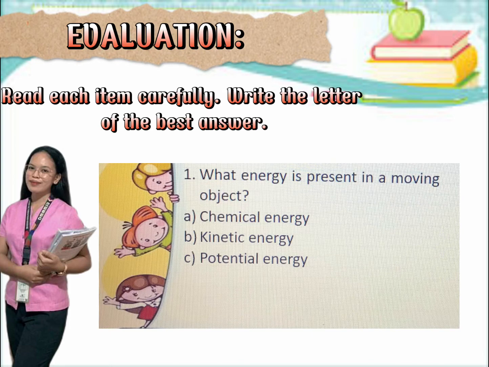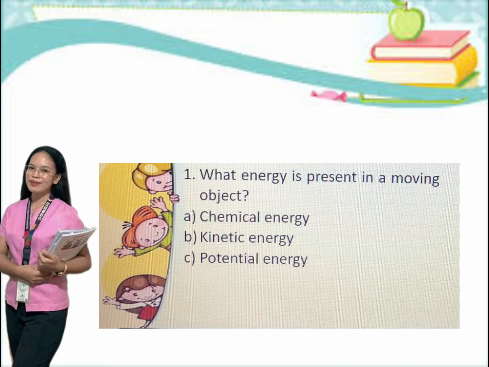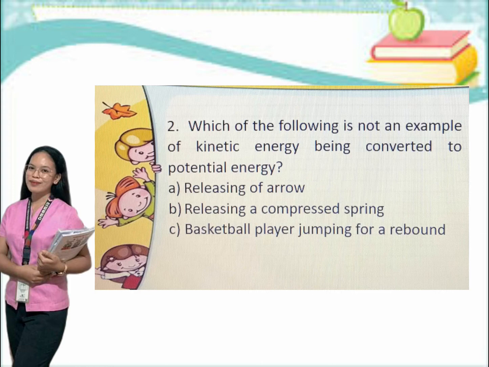Now read each item carefully and write the letter of the best answer. Number 1. What energy is present in a moving object? A. Chemical energy. B. Kinetic energy. C. Potential energy. Number 2. Which of the following is not an example of kinetic energy being converted to potential energy? A. Releasing of arrow. B. Releasing a compressed spring. C. Basketball player jumping for a rebound.